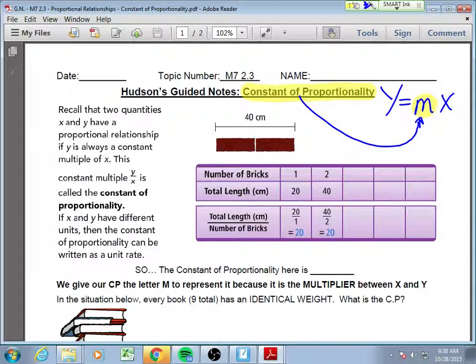So those equations that we just did in 2-2, those numbers that we were finding, that number was our constant of proportionality. Because it is constant, it stays the same, and it is how the y and the x are proportional to each other. Does that kind of make sense?